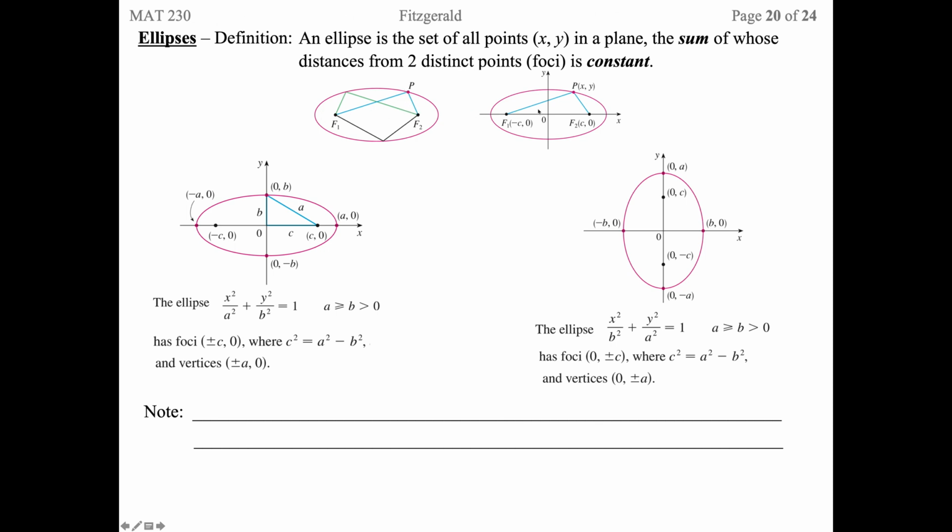Now, if we put this in our xy coordinate plane, let's say we connect these foci, and they're all going to be on our x-axis. This would be at negative c comma 0, and c comma 0. So we're going to let the distance from the center to the foci be a distance of c. And this point P is going to be x, y.